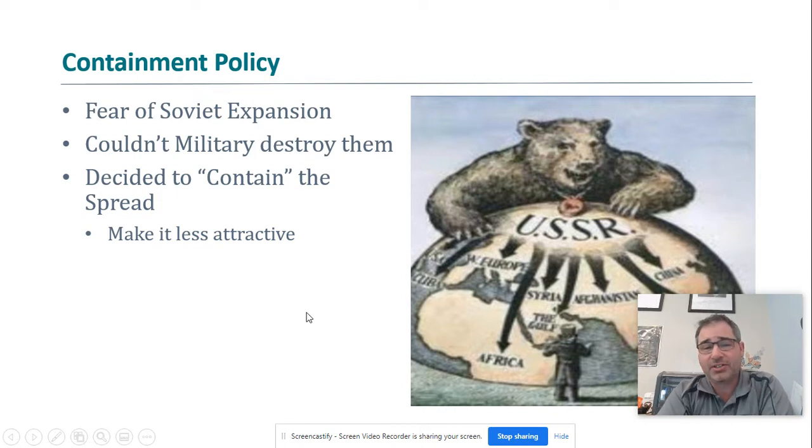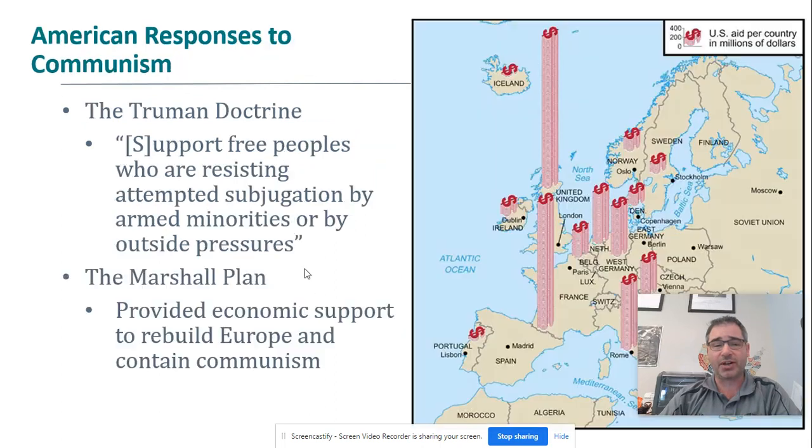And they didn't think the military could destroy the Soviet Union, so they decided to just try to contain the spread, not let it expand beyond the borders that it already had. And one way to do that is to try to make it less attractive. One way that they tried to make communism less attractive was by supporting its allies by just giving them money.